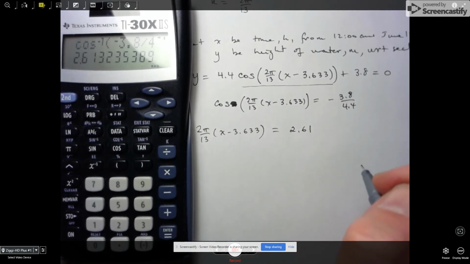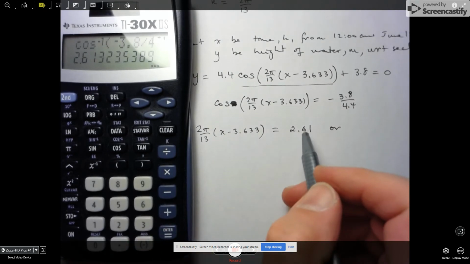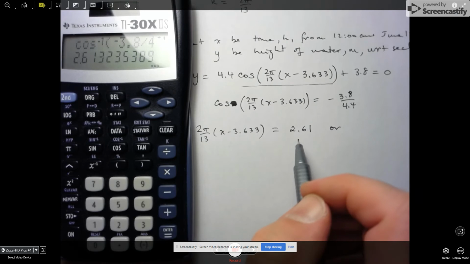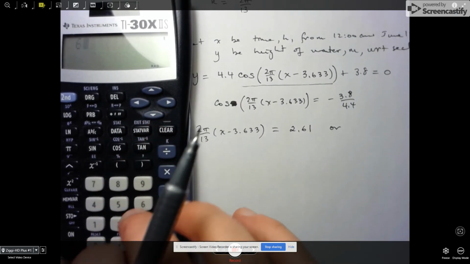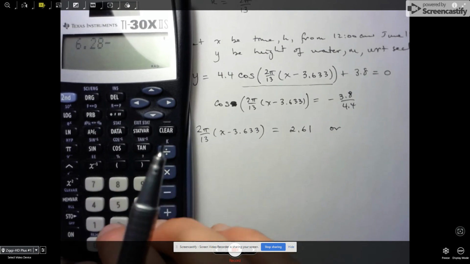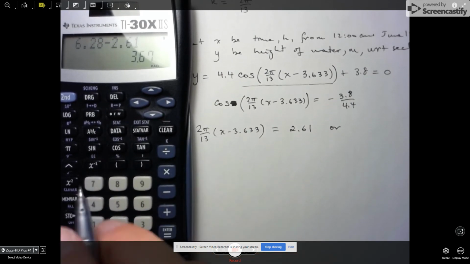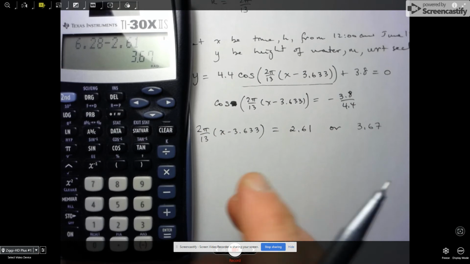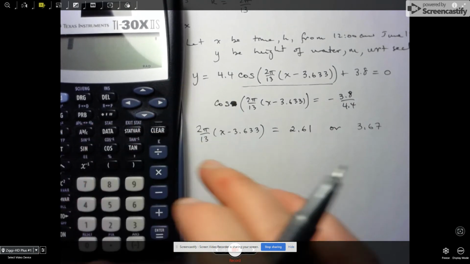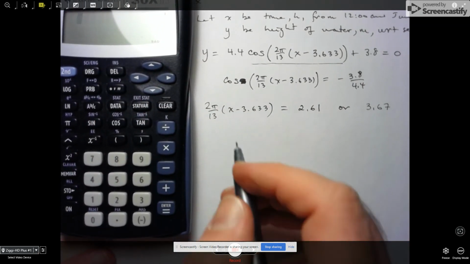which is definitely in the second quadrant. The other answer is going to be 2 pi minus this value, and that should give me something in the third quadrant, which is also where cosine is negative. So here we have 6.28 minus 2.61, and that gives me 3.67, which is indeed in the third quadrant. All right, so let's keep this out here because the next step now is to solve for x.